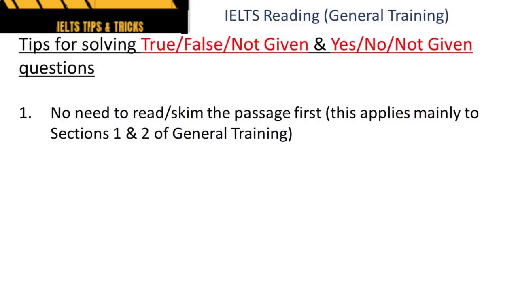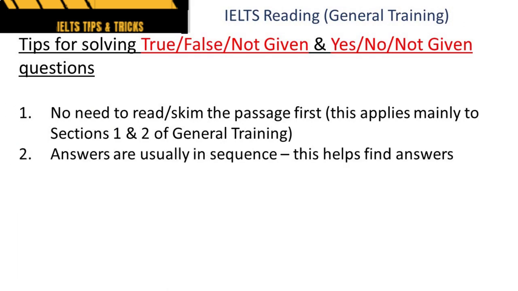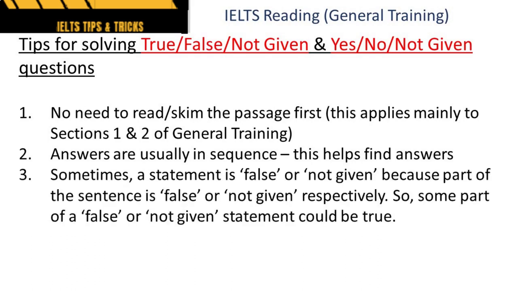A few things of note here. It wouldn't have made a difference if we had gone through the passage beforehand. It worked equally well that we just started looking for one answer at a time. Knowing that the answers to true, false, not given are expected to be in sequence helps us find these answers. Wherever the answer was false or not given, it was usually because part of the sentence was false or not given. The other part was given and was true. This is the reason why a lot of people get false and not given answers wrong.